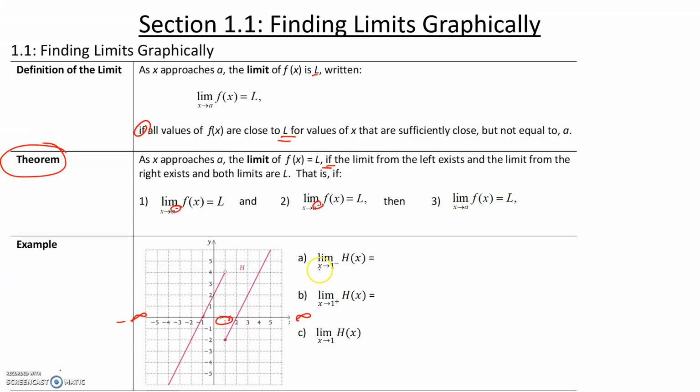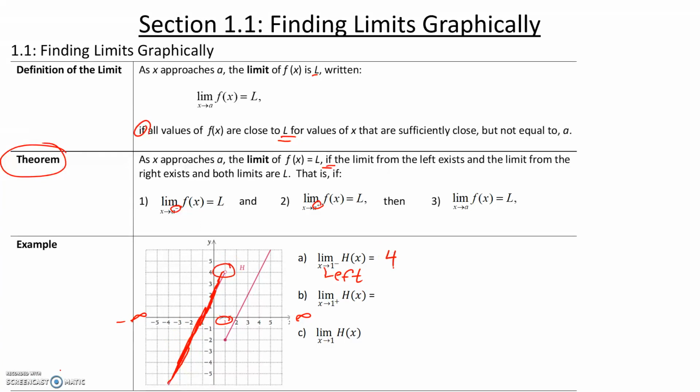We have the limit as x approaches 1 from negative infinity, so coming from the left. Let's take a look at what's happening. Here are the values of x, and x is going to approach 1. It's going to approach this number coming from the left. As it does that, let's look at what's happening to the graph. This is the graph right here. As x approaches 1 coming from the left, this is what the graph is behaving like. And the graph is going to approach this number, 4.